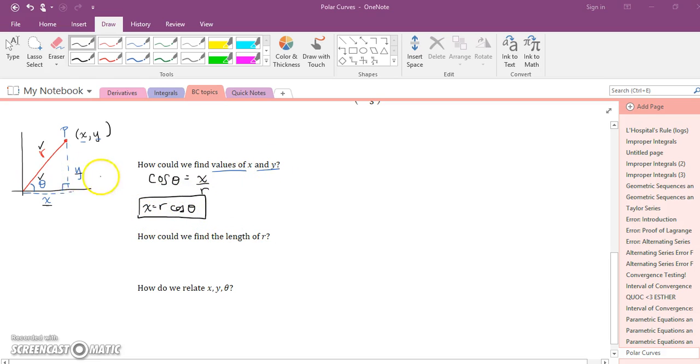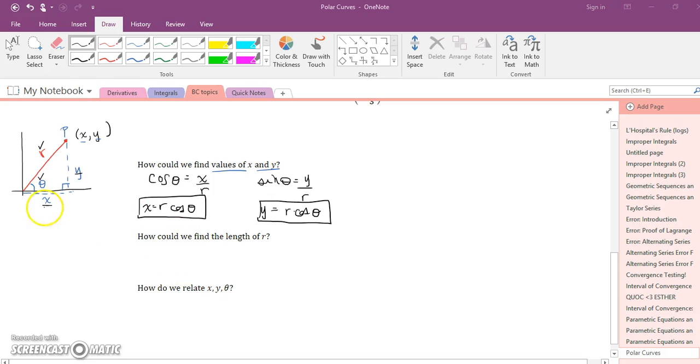Now if you wanted to find the y, you would use a trig formula that relates the opposite to the hypotenuse. That would be sine. So sine of theta would be y over r. So then you would just say y equals r times sine theta. So those are the 2 equations you'll use to go from polar to rectangular.